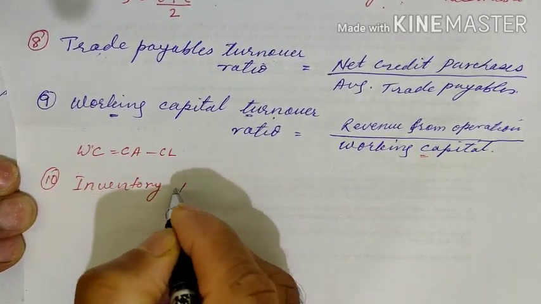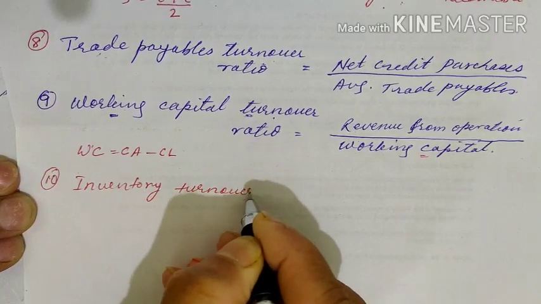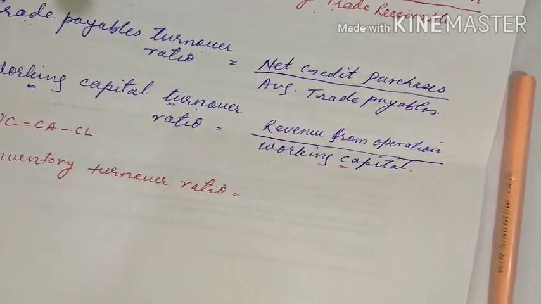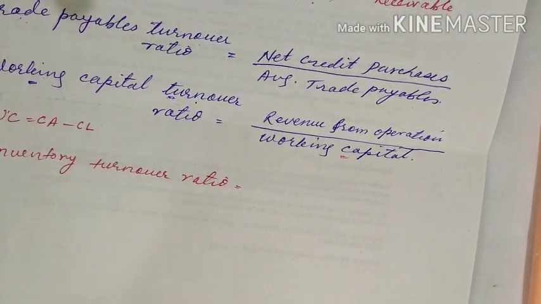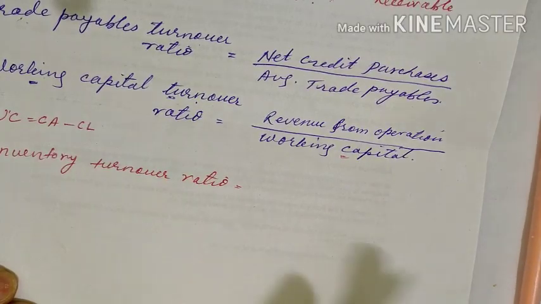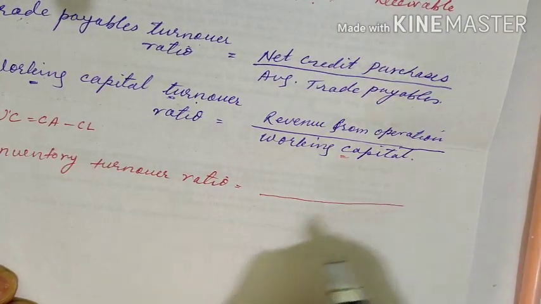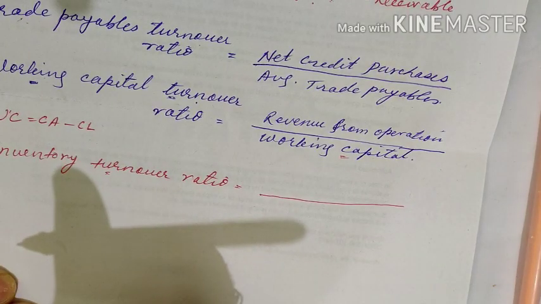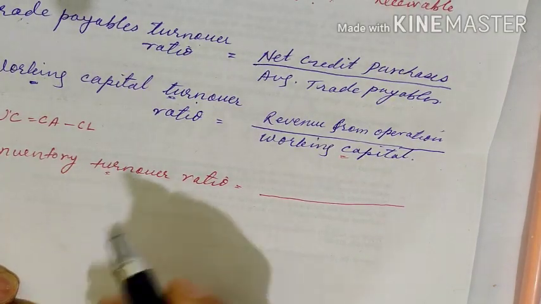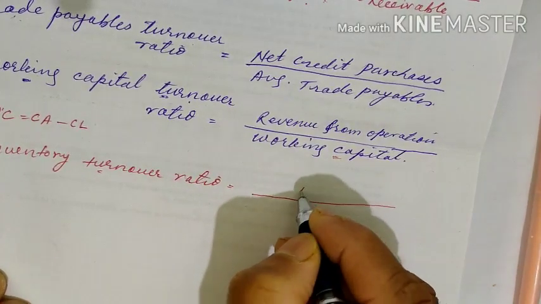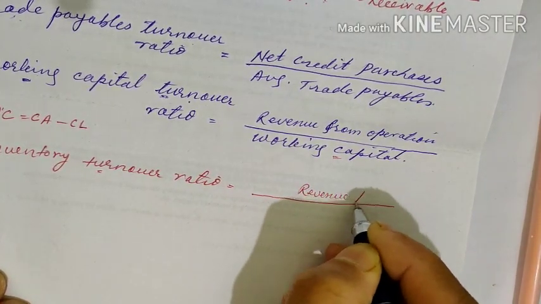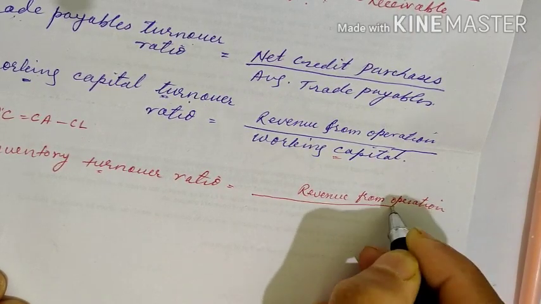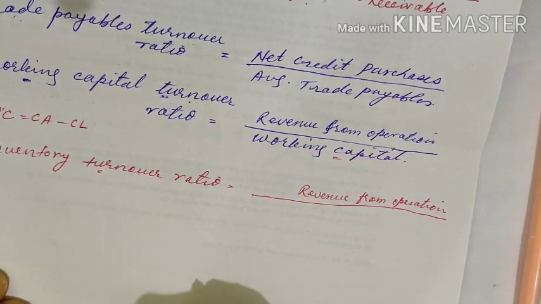Inventory turnover ratio. Now let's see how many of you will be able to tell me this. Inventory turnover ratio. Yes, anyone here? Turnover means sales. And for sales, what do we take? We take revenue from operation. Very smart here. Revenue from operation.